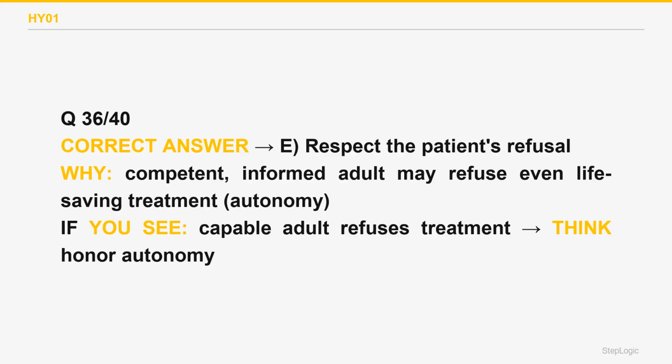Transfusing against his clearly stated wishes violates his autonomy and would be battery, no matter how beneficial the intent. Choice A, wrong. Seeking a court order to force treatment on a competent adult is inappropriate. Courts do not override a capable patient's informed refusal. Choice B, wrong. The physician must respect the patient's refusal.